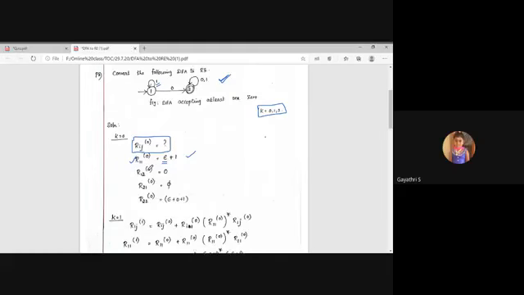Is there any transition possible in R12 of 0? Let me check. R12, yes, one transition is there, for the input 0. I just have to add 0 only in this case. Then I will check R21 of 0.